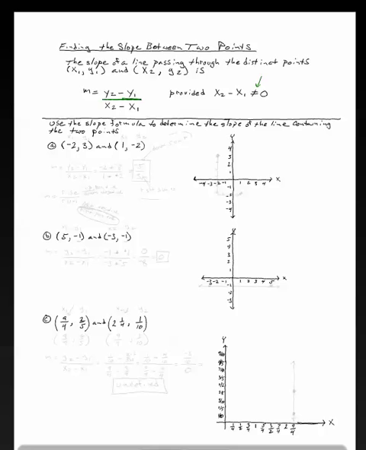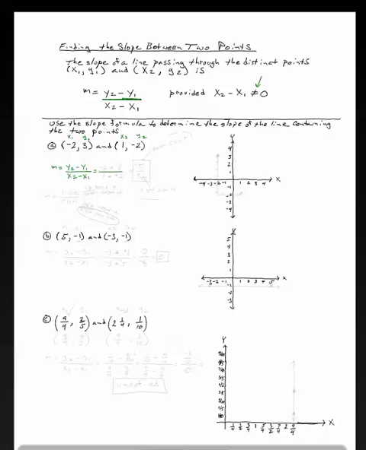Alright, so it says use the slope formula to determine the slope of the line containing the 2 points. So anytime I'm given 2 points and I'm asked to find the slope, the first thing I'm going to do is label them. So for this first point, I'll call it x1, y1. And for the second point, I'll call it x2, y2. And then I always write down my formula. So m equals y2 minus y1 over x2 minus x1.